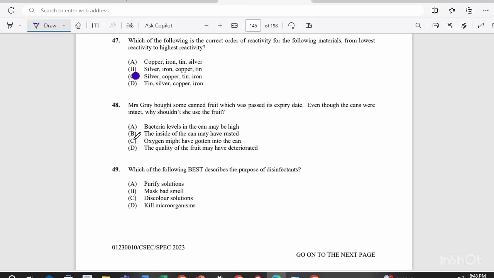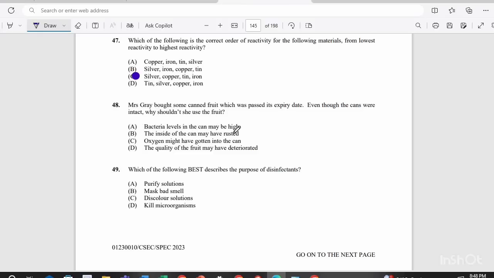Question 48. Mrs. Gray brought some canned fruit which was past its expiry date. Even though the cans were intact, why shouldn't she use the fruit? A. Bacterial levels in the can may be high.